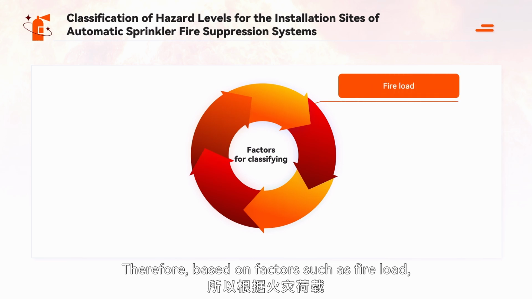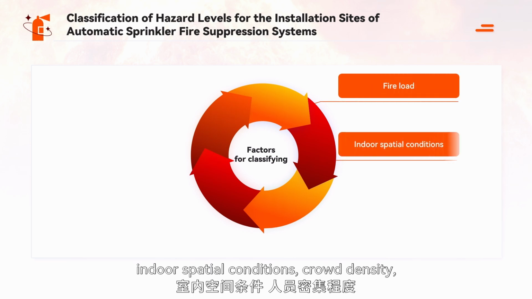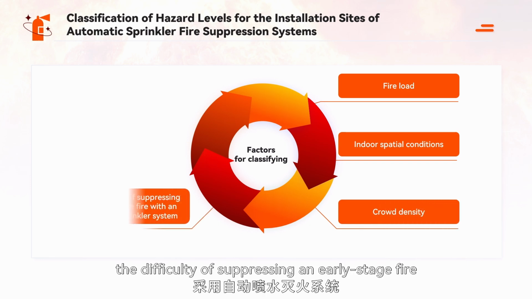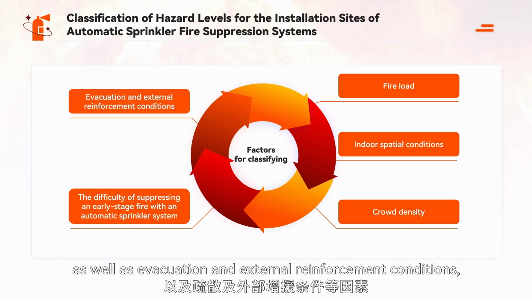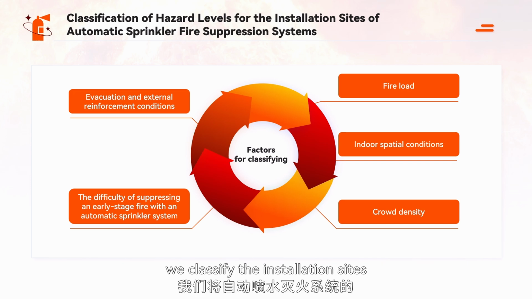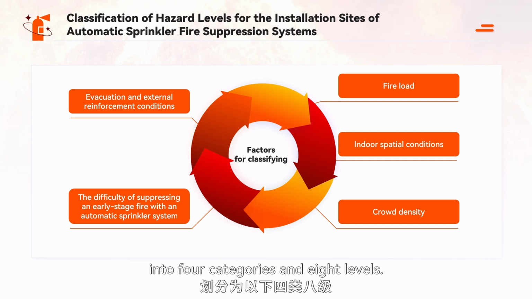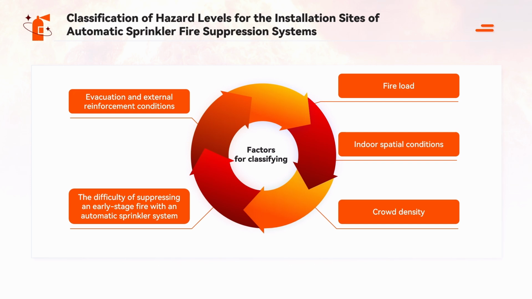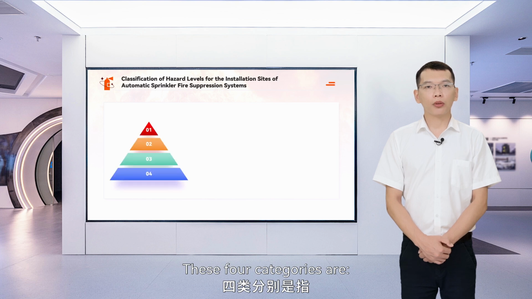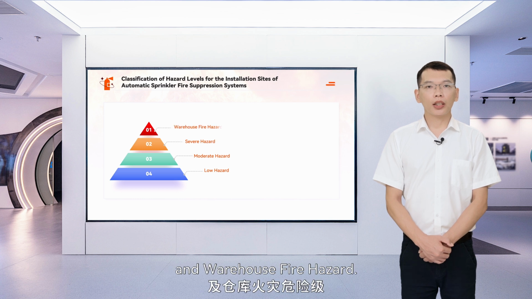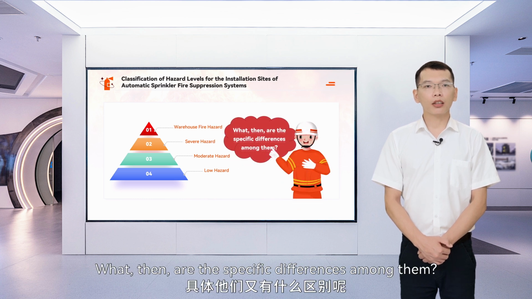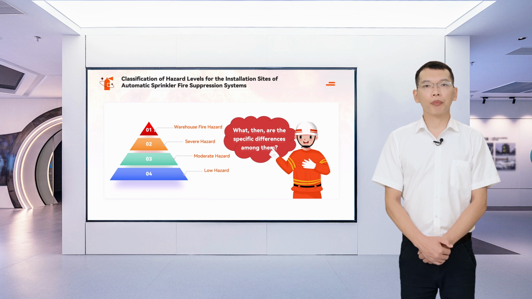Therefore, based on factors such as fire load, indoor spatial conditions, crowd density, the difficulty of suppressing an early-stage fire with an automatic sprinkler system, as well as evacuation and external reinforcement conditions, we classify the installation sites for automatic sprinkler systems into 4 categories and 8 levels. These 4 categories are low hazard, moderate hazard, severe hazard, and warehouse fire hazard. What, then, are the specific differences among them?